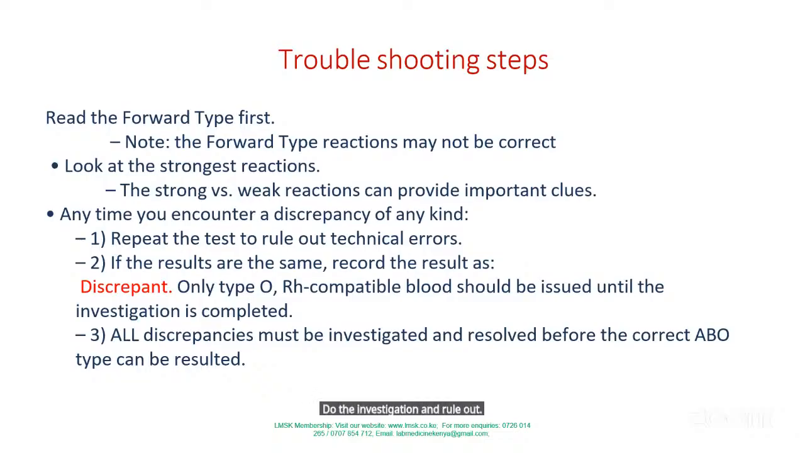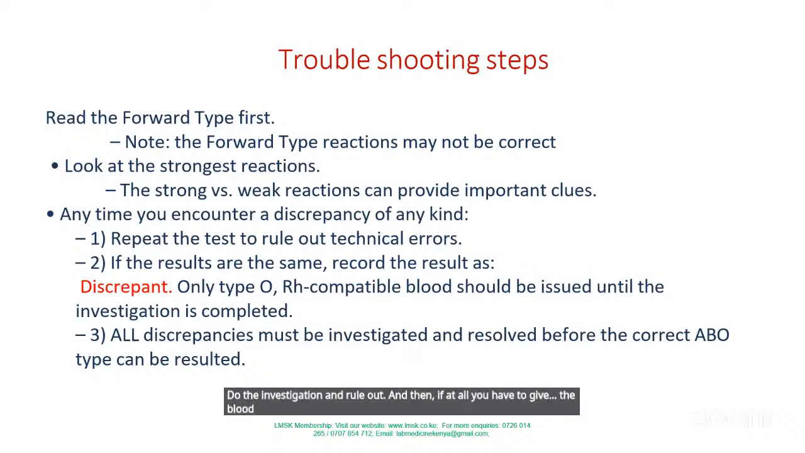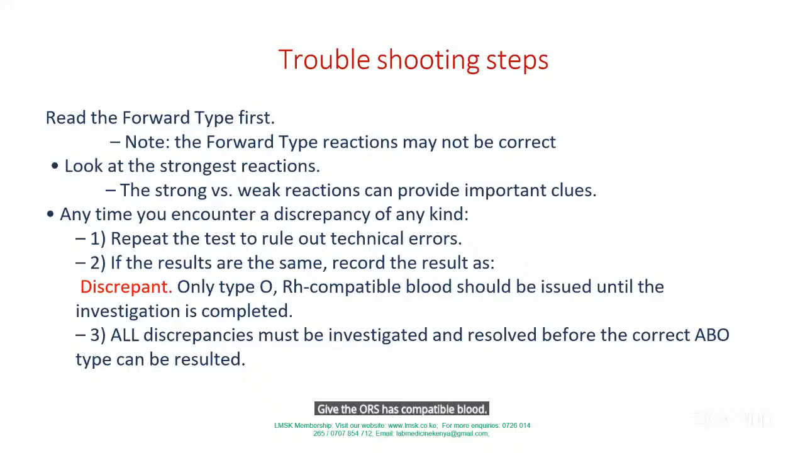And then if at all the blood is urgently needed, then as we have said, give O Rh compatible blood. Investigate, document, have your final report. Once you've agreed on the right blood type, then you can give the patient's blood type.